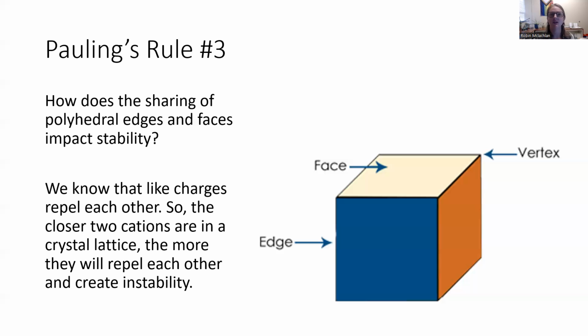Well, we have to think about the charges within these structures. Remember that like charges repel each other, right? So if you have two cations too close together, two positively charged ions, they're going to repel each other. And remember that at the center of each one of these polyhedral shapes is a cation. So the closer these shapes get together, the more unstable they're going to be, the more they're going to push each other apart.